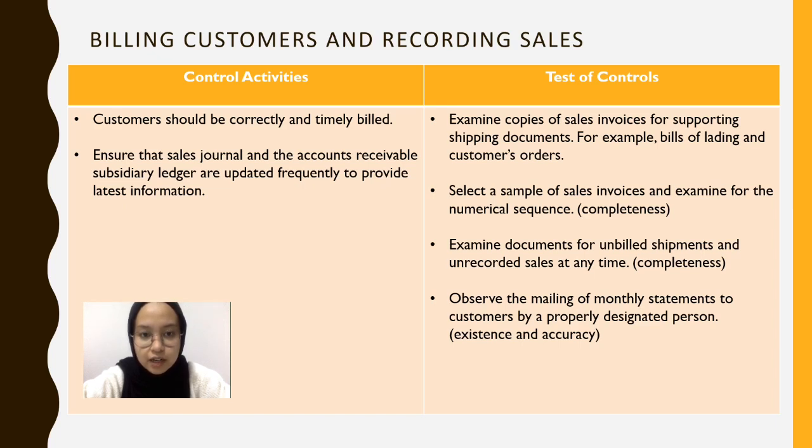This is known as completeness. Examine documents for unbilled shipments and unrecorded sales at any time. This is also considered as completeness. And last but not least is observe the mailing of monthly statements to customers by a properly designated person. This is considered as existence and accuracy.